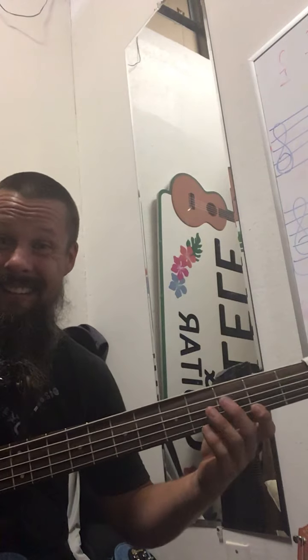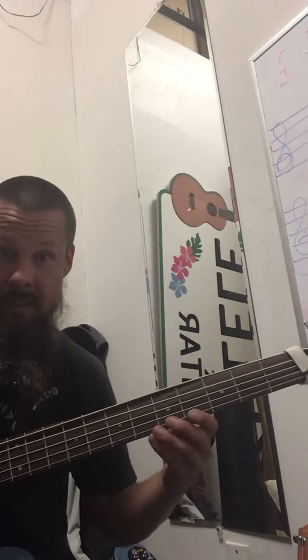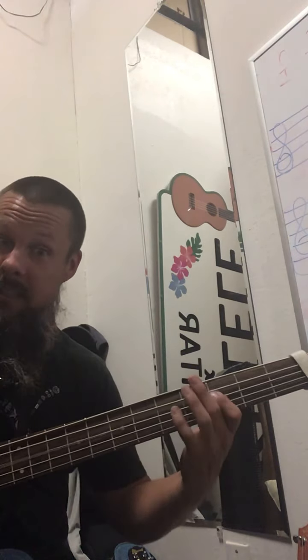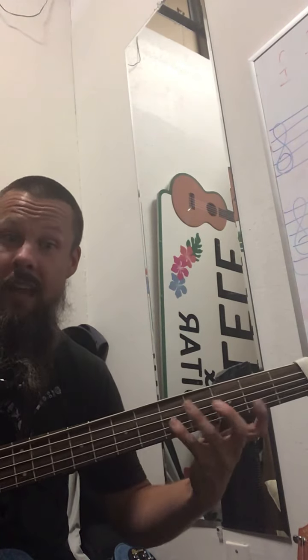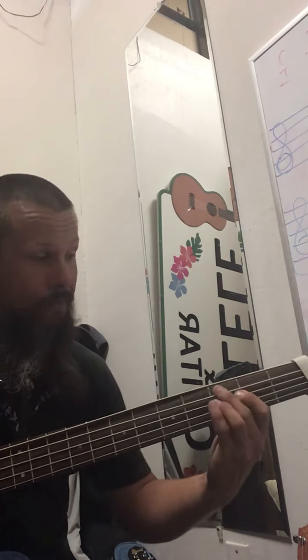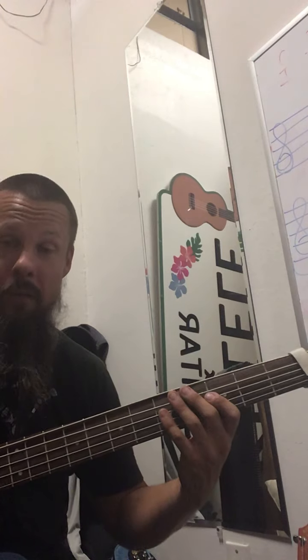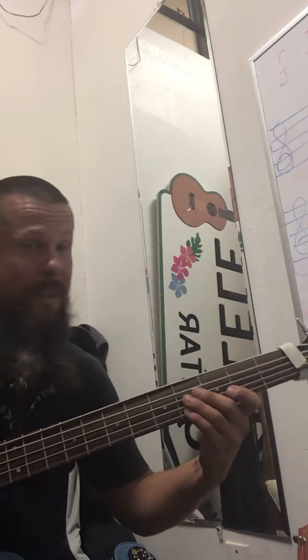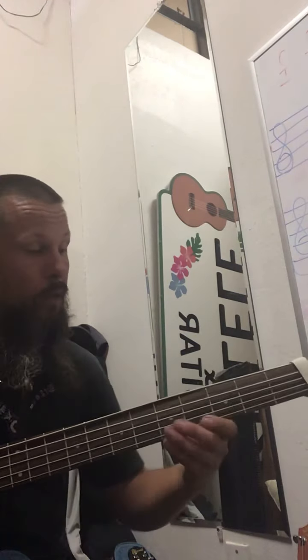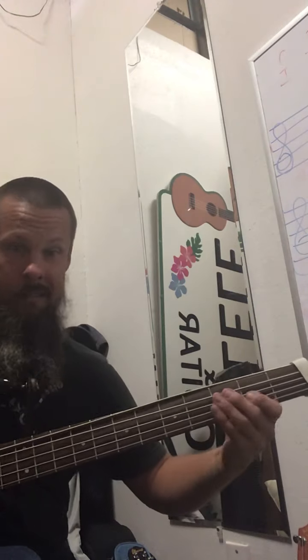So in the key of C, E and F are the meat and potato notes, just the same as B to C are. C, D, E, F, G, A, B, C. So you have a whole step from C to D. D to E is a whole step. E to F is a whole step. F to G is a whole step. G to A is a whole step. A to B is a whole step. And B to C is a half step. So those are your two best friends.